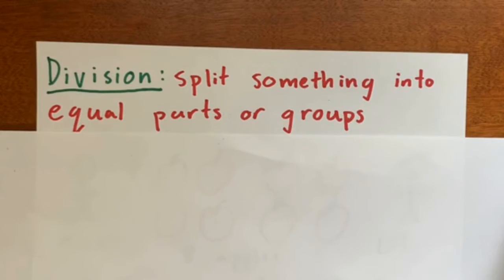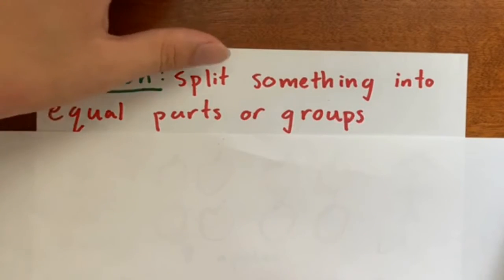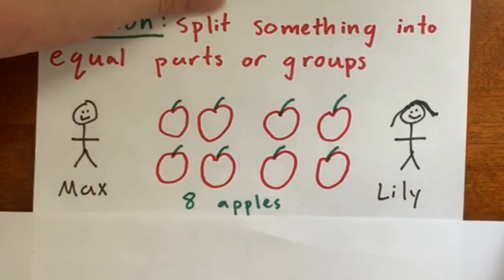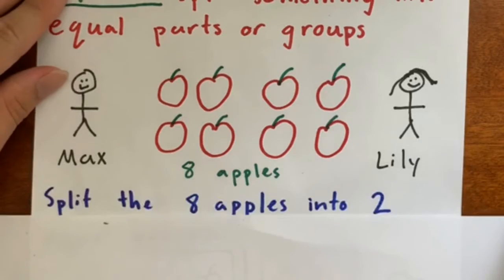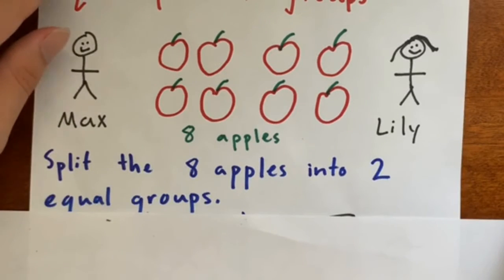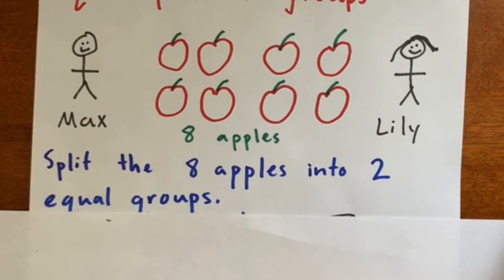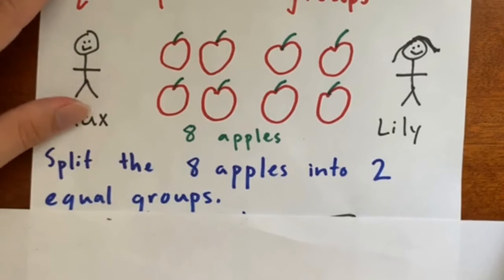Now division is splitting something into equal parts or groups. So let's say, for example, Max and Lily are given 8 apples and they want to split the 8 apples between themselves equally. What they're going to do is they're going to split the 8 apples into 2 equal groups, or they're going to divide the 8 apples into 2 equal groups.